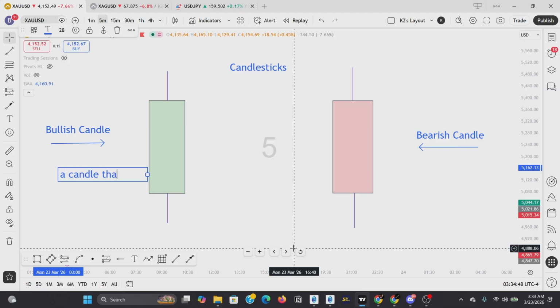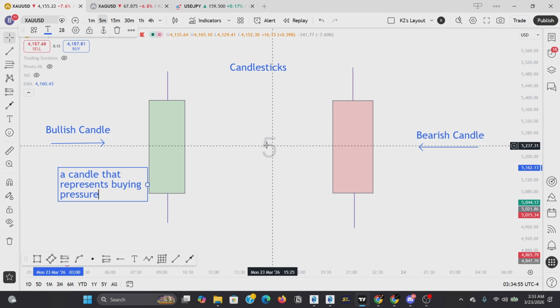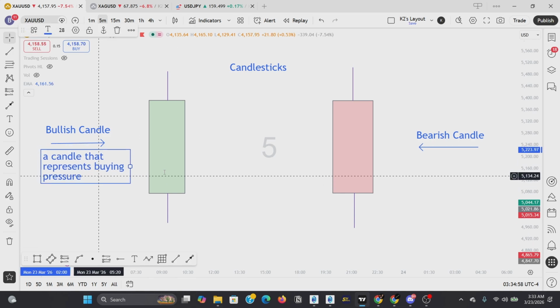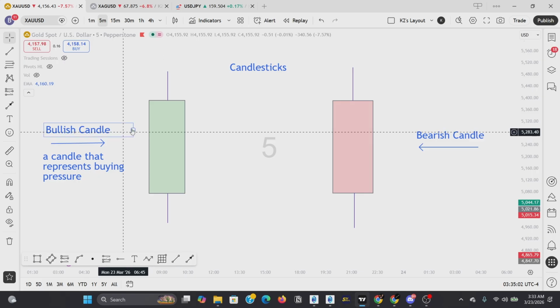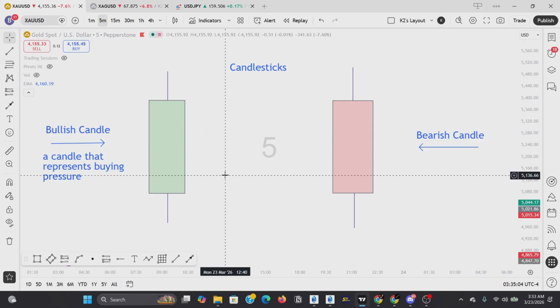All right, a bullish candle is a candle that represents buying pressure. A bullish candle is a candle that represents buying pressure, aka the same thing as a bullish market. A bullish market is when price is trending up. It's when it's buying up. A bullish candle is a candle that is moving up.